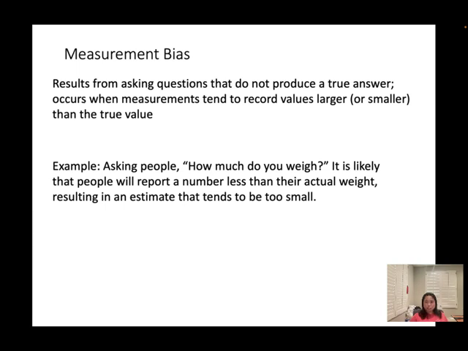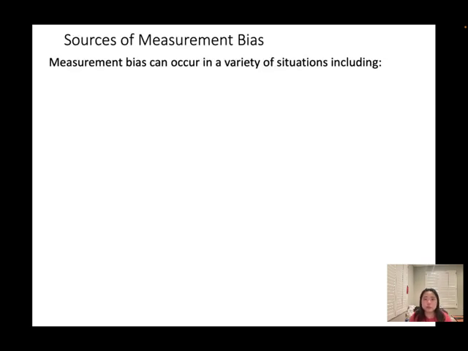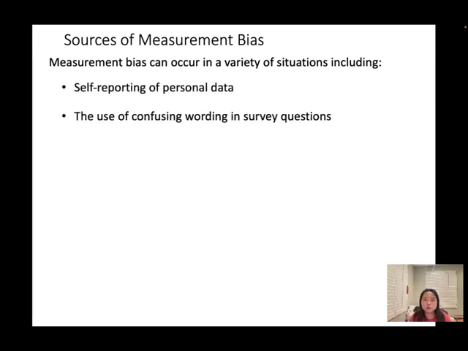So if you guys are collecting data and you want to find out people's weight or height, it's better if you just do the measurement by yourself, okay? You may want to put the scale here and ask the girls, okay, close your eyes and step on it. And then record the weight of the girls by yourself. Measurement bias can occur in a variety of situations, including self-reporting of personal data and the use of confusing wording in survey questions.